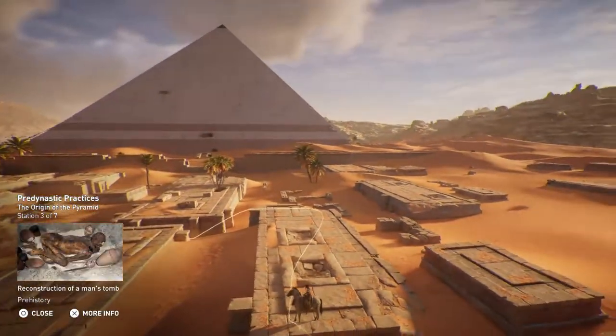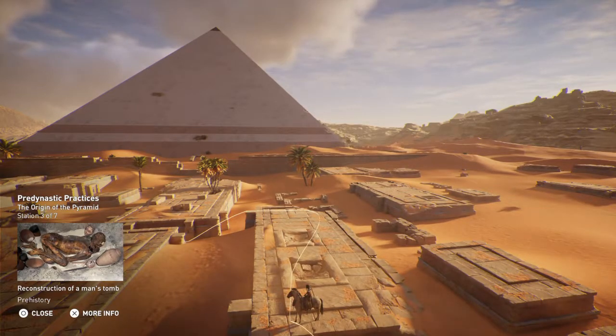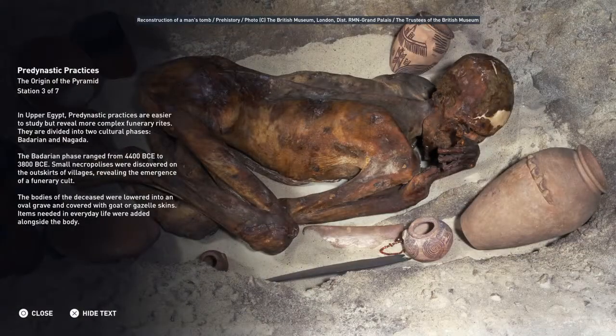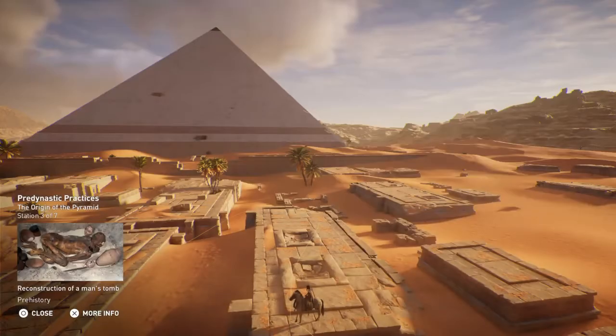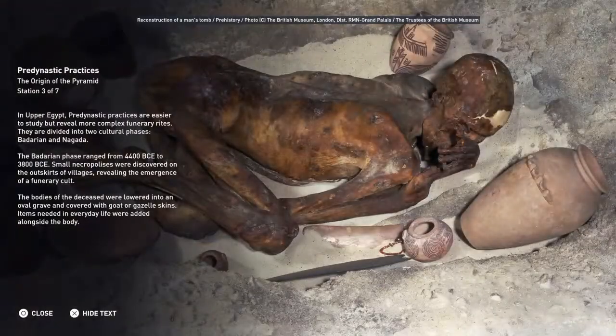In Upper Egypt, pre-dynastic practices are easier to study, but reveal more complex funerary rites. They are divided into two cultural phases, Badarian and Nagada. The Badarian phase ranged from 4400 BCE to 3800 BCE. Small necropolises were discovered on the outskirts of villages, revealing the emergence of a funerary cult. The bodies of the deceased were lowered into an oval grave and covered with goat or gazelle skins. Items needed in everyday life were added alongside the body.